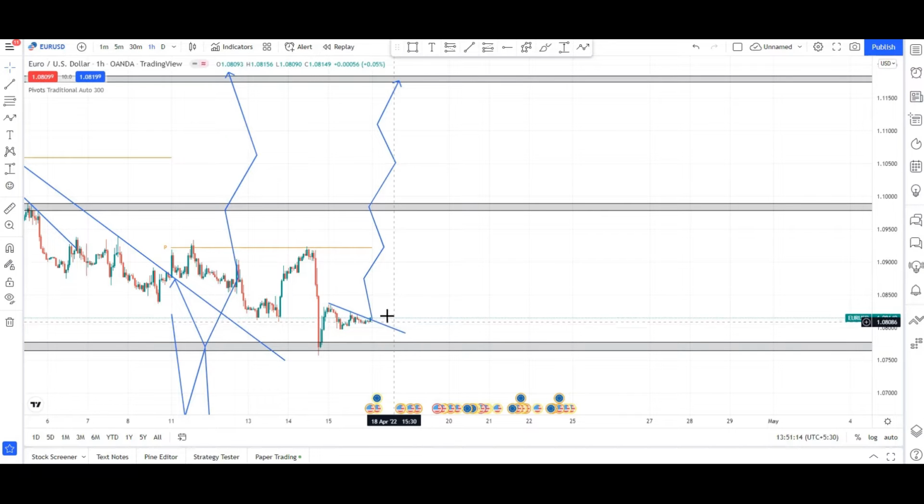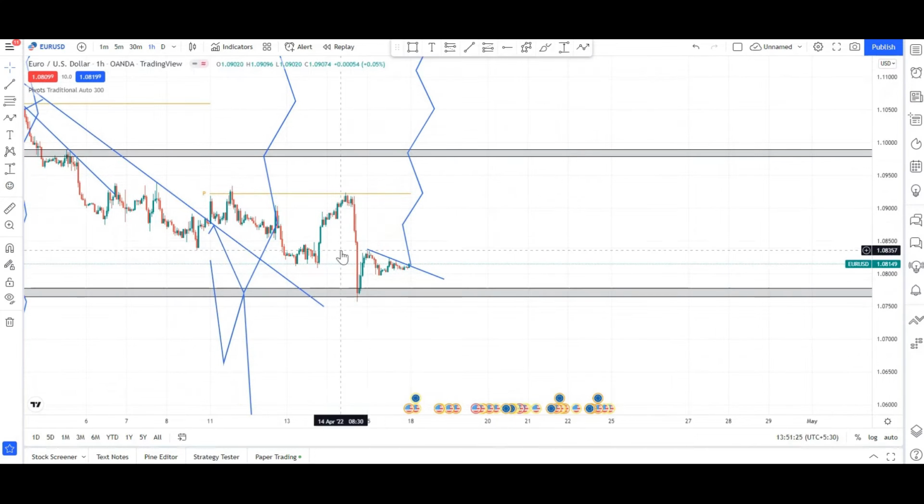You can see here, first time, second, third, fourth, so many times it has taken resistance. So this time it will definitely break, and if it comes, it will break and go upside with momentum.